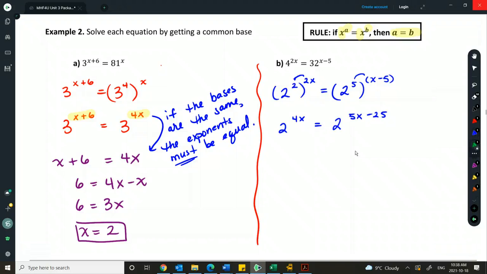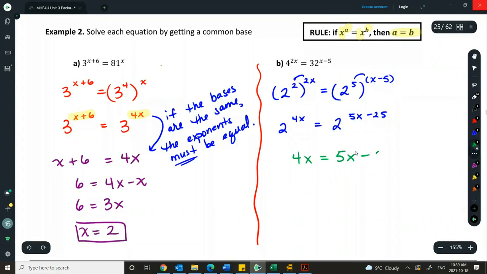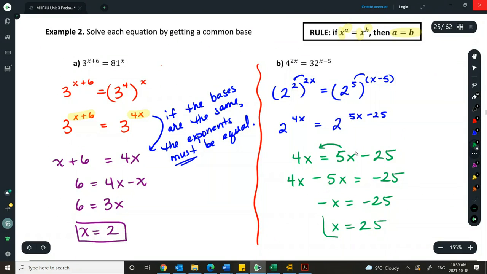So now that we have common bases here, we know the exponents. If 2 to the something is equal to 2 to the something else, we know the somethings have to be equal, right? So we can set the exponents equal to one another and just solve for x. So 4x must be equal to 5x minus 25 for this statement to be true. Okay, so I'll move the 5x over. We will get negative x equals negative 25, which must mean x equals 25.